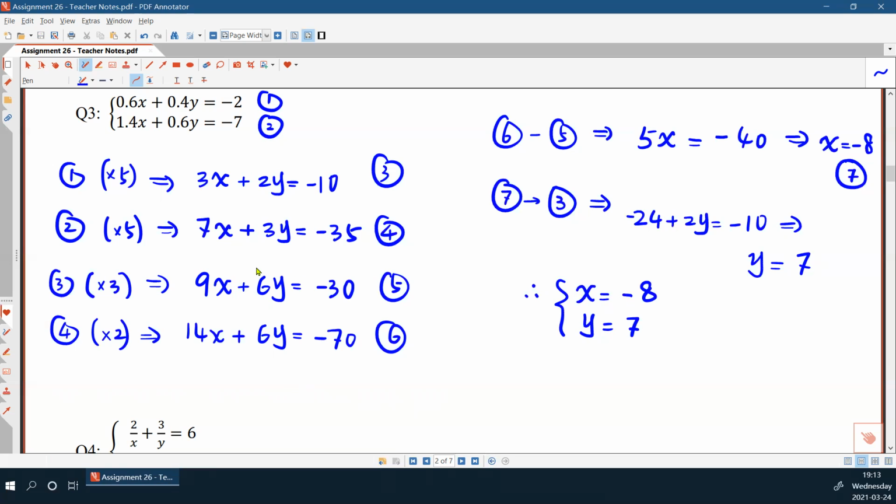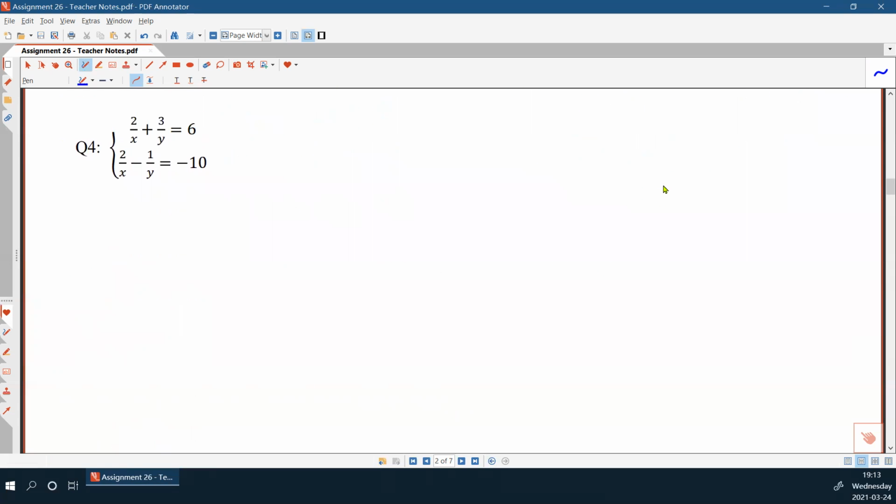No? All right, let's see the next one. Next one, actually, this is not a linear equation, right? Both of the equations are not linear. So usually we need to convert these equations to linear equations by using the substitution method, right?